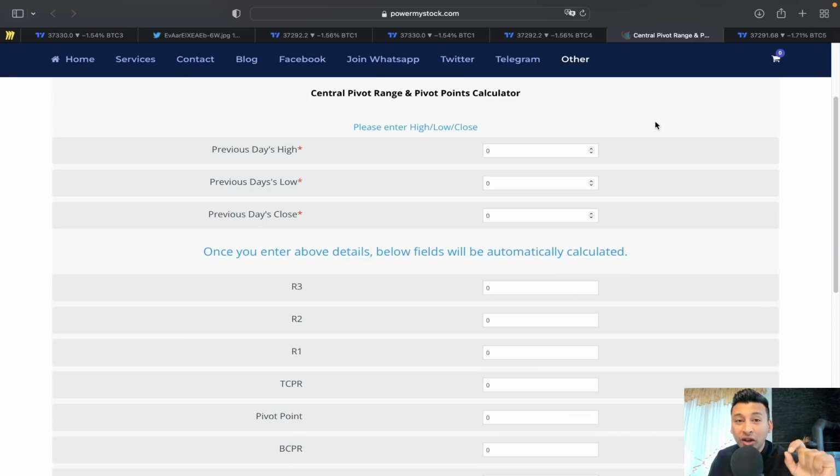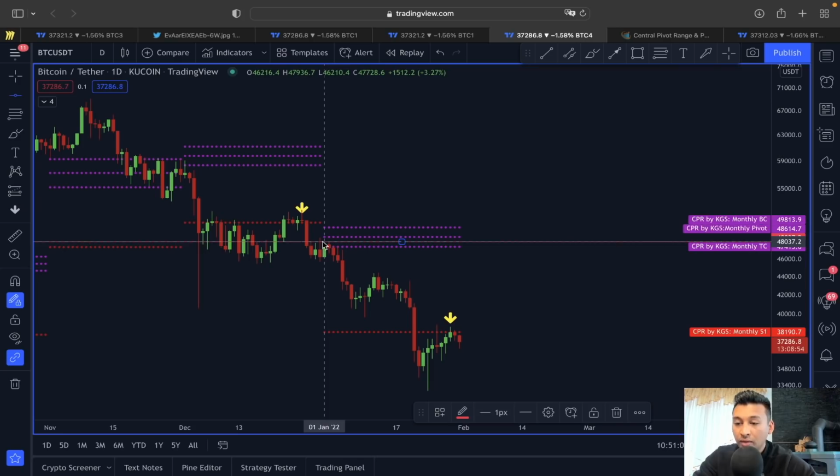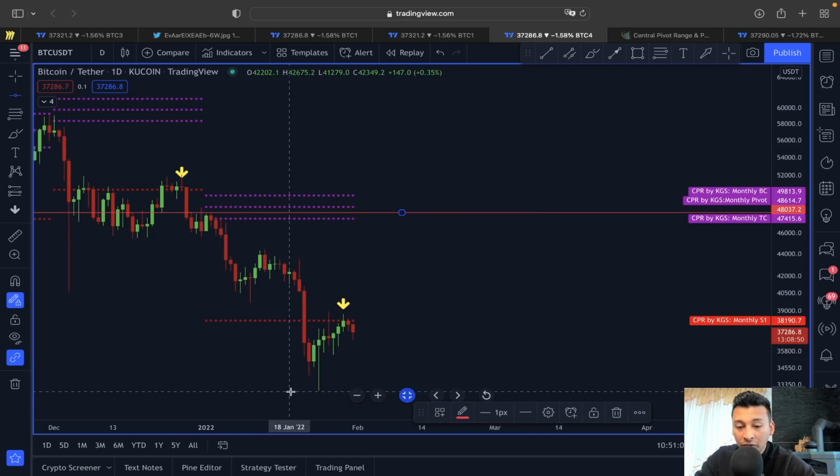So now what we are going to do is use this central pivot range calculator to pinpoint some areas of support and resistance for Bitcoin in the February month, because we are well aware that for this January month, the highest point was somewhere around 48,000. Let's say 48,000 was the highest. And this month, the lowest was around 32,900.